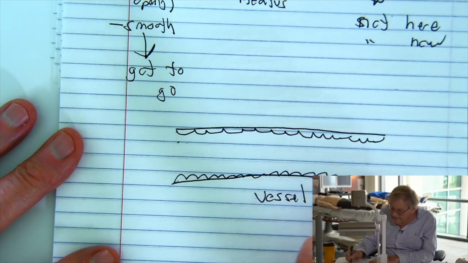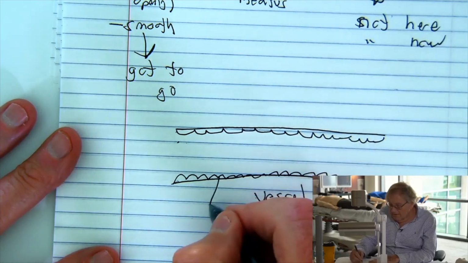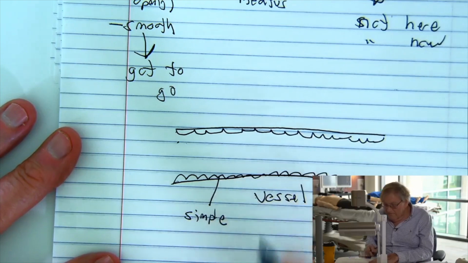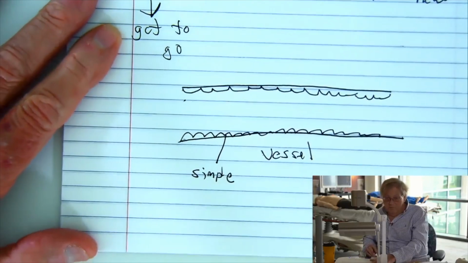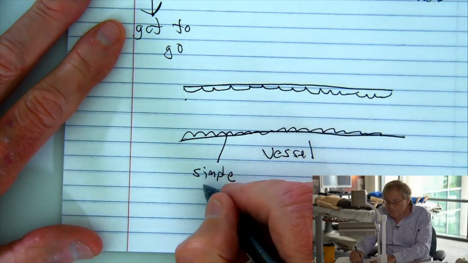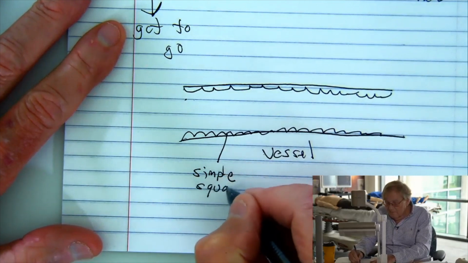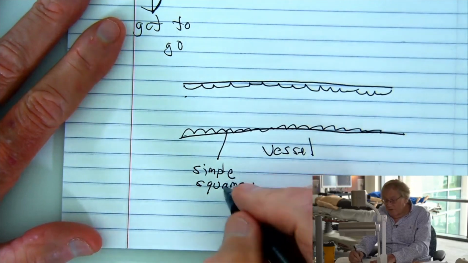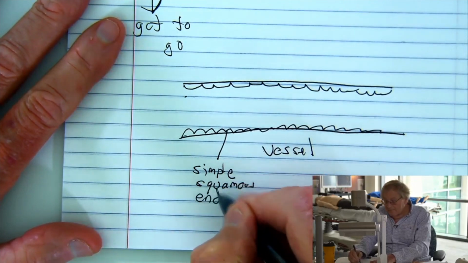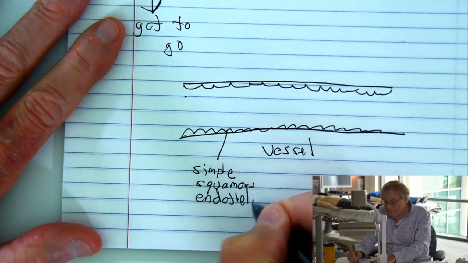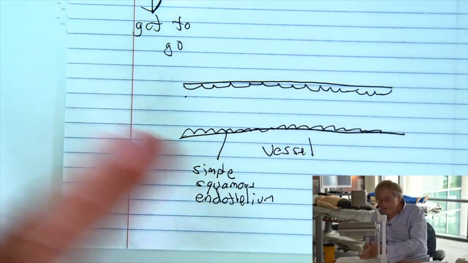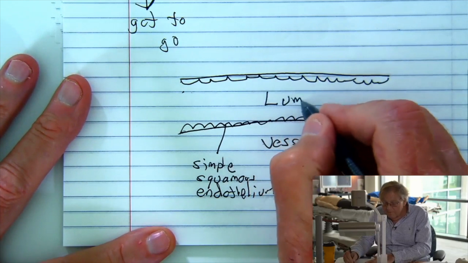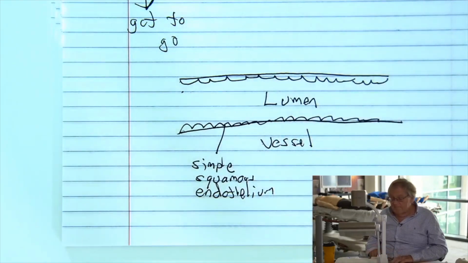And that lining is going to be called a simple. Remember when you read up on epithelium, it's simple, that means one layered. It's squamous, which means it's flat. And because it's in a blood vessel, it's called an endothelium. But then I've got to have a lumen, so the inside of the vessel is the lumen, or the opening.